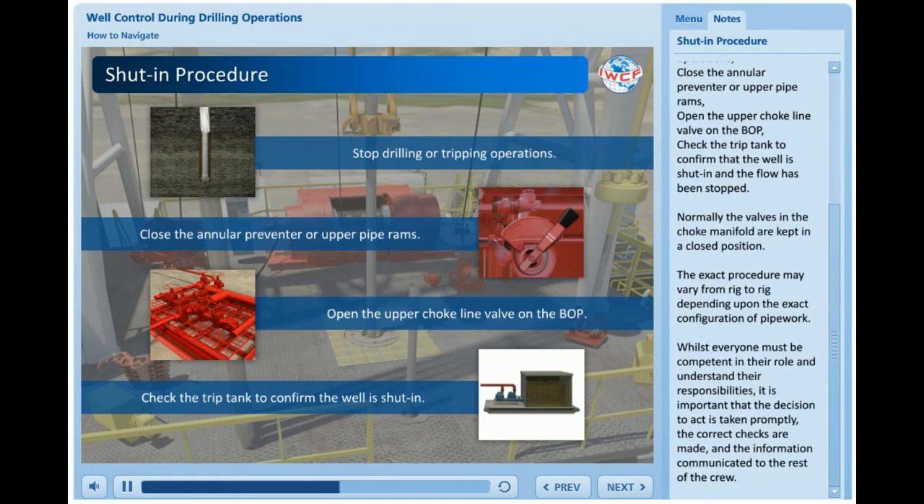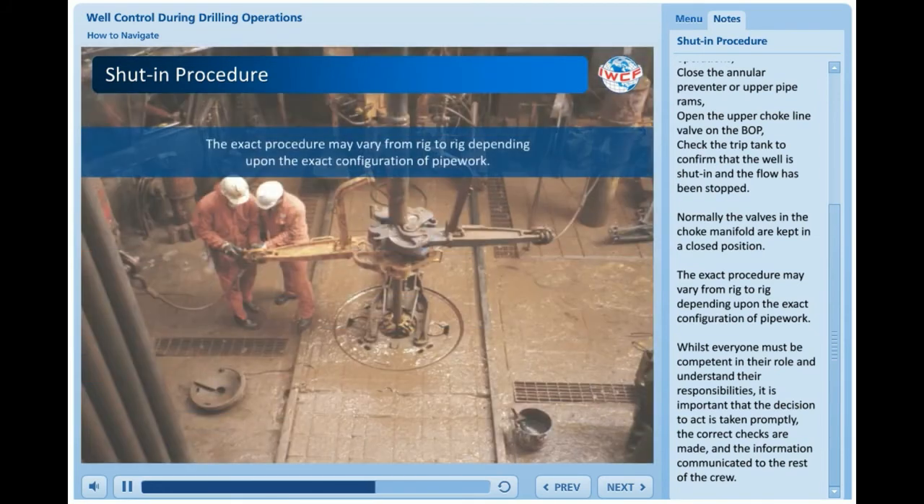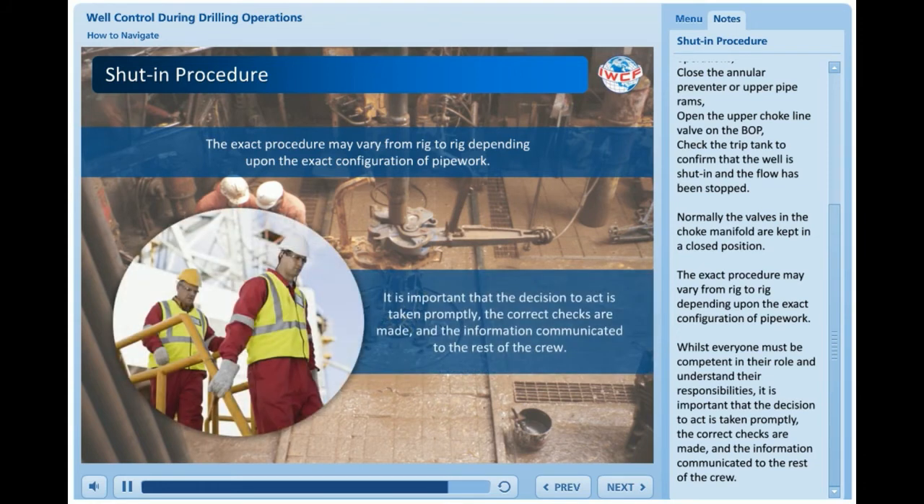Normally, the valves in the choke manifold are kept in a closed position. The exact procedure may vary from rig to rig depending upon the exact configuration of pipework. Whilst everyone must be competent in their role and understand their responsibilities, it is important that the decision to act is taken promptly, the correct checks are made, and the information communicated to the rest of the crew.